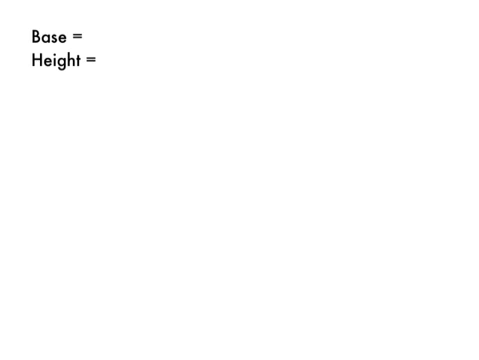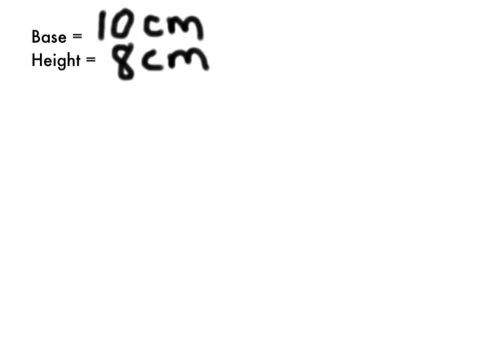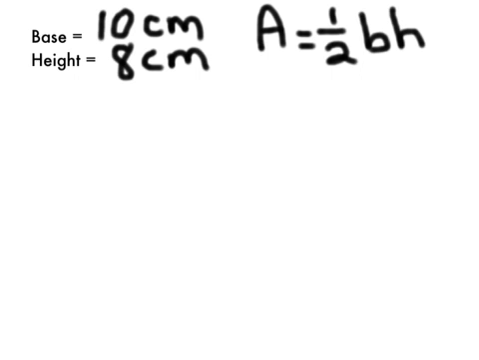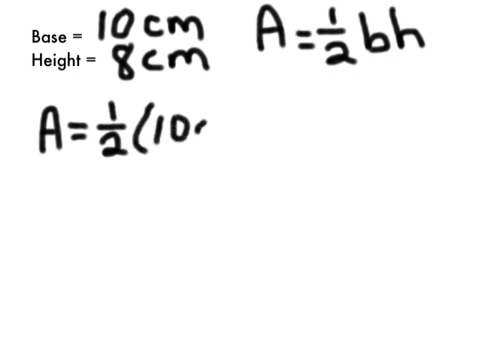So my base for that triangle was 10 centimeters. The height was 8 centimeters. Again, area equals 1/2 base times height. So let's go ahead and solve this. Area equals 1/2 times 10 centimeters times 8 centimeters. We solve parentheses first, of course.